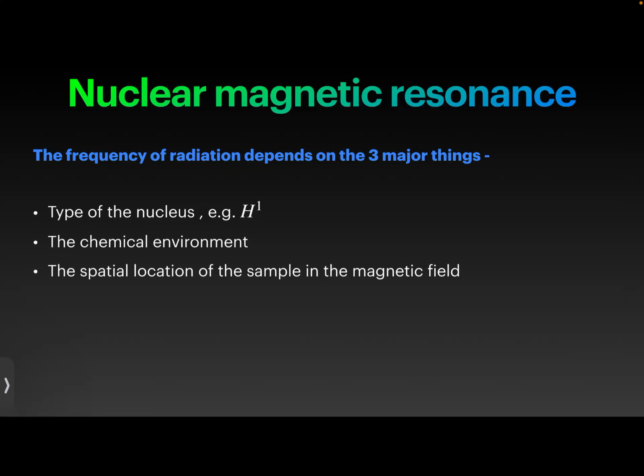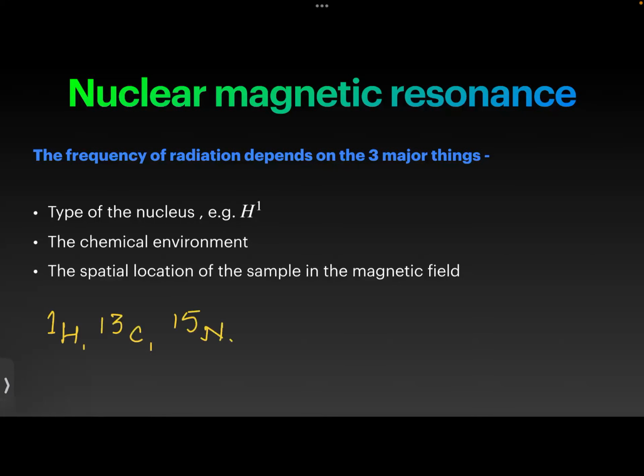So the frequency of the radiation which will be absorbed by the sample will depend on three major things. The first is what type of nucleus we are studying. It can be 1H or 13C, and different nuclei we can study. The second is the chemical environment; we have seen already that the chemical environment can be different. The third thing is the spatial location of the sample in the magnetic field. This is from a medical point of view, that whenever the magnetic field is inhomogeneous, the location of the nuclei will also make them behave differently, because the magnetic field is not homogeneous.